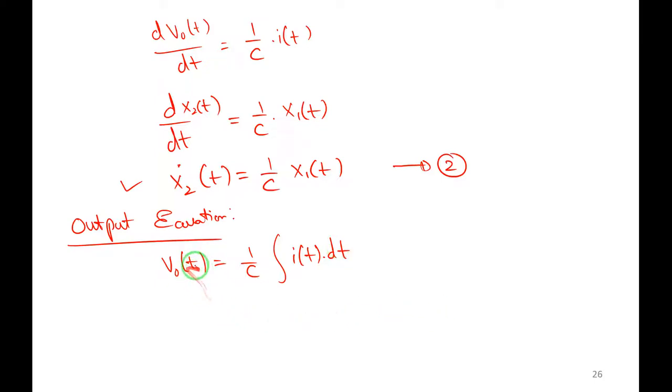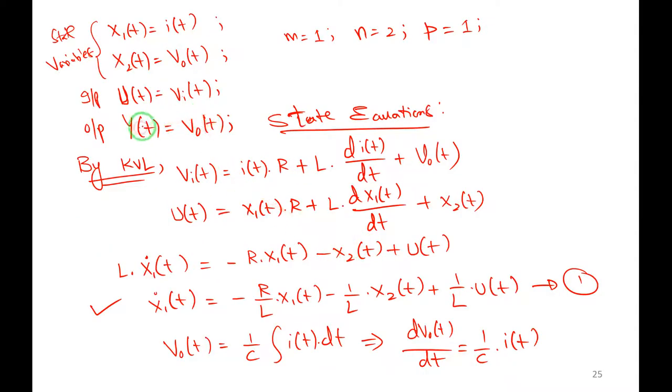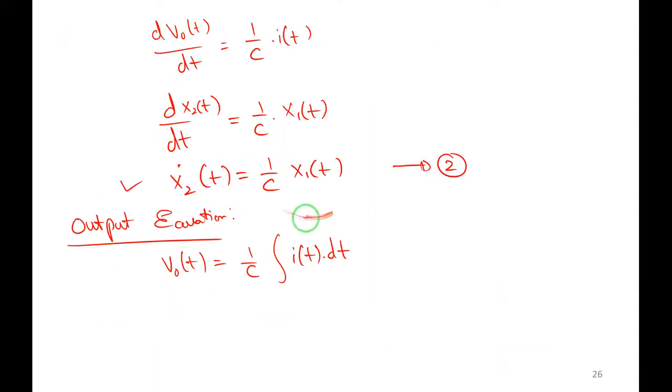No need to do this, because we already know that v naught of t is nothing but x2 of t. So y of t is equal to v naught of t, and v naught of t is equal to x2 of t. It is already a function of the state variable, so there is no need to derive this equation; we will write it directly.